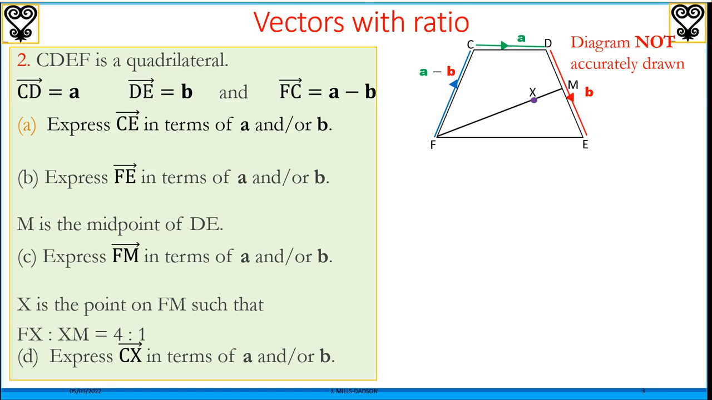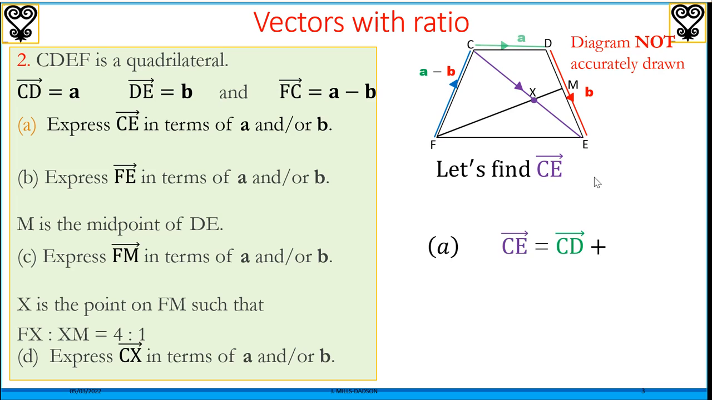Pause the video and read the question yourself. Hope you've done that. We want CE. CE could be vector CD plus vector DE, and that will give us A plus B.